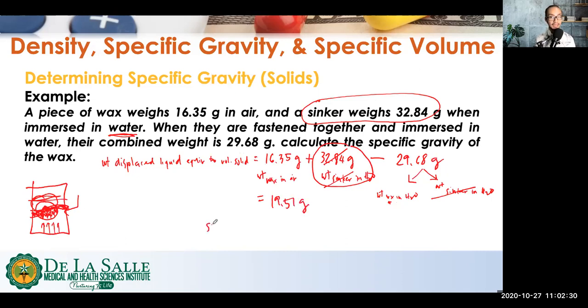Now we can already determine the specific gravity of our wax. That is the weight of the substance, which is 16.35 grams, the weight of the wax in air, divided by 19.51 grams, which is the weight of the displaced liquid or water equivalent to the volume of the wax. That is equal to 0.84. As we can note from this value, the wax is indeed lighter than water because its specific gravity is less than 1.